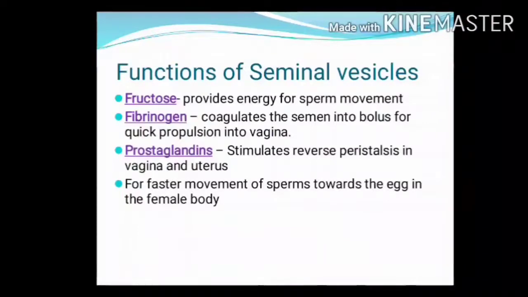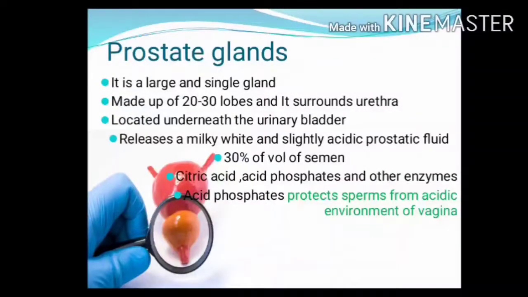And this fibrinogen coagulates the semen into a bolus for quick propulsion in the vagina. The prostaglandins stimulate reverse peristalsis in the vagina and uterus, aiding faster movement of sperms towards the egg in the female body. Means the fibrinogen plays an important role in the coagulation of semen after ejaculation. And the prostaglandin stimulates contraction in the vagina to facilitate fertilization.